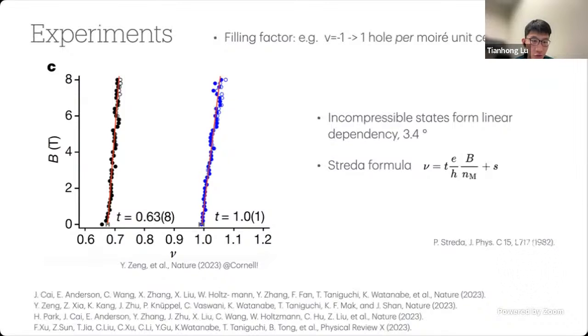As you can see from the figure, when the B field is approaching 0, those two lines are approaching the two filling fractions 0.63, which is 2/3, and 1. And the slope is also 2/3 and 1 respectively. This is indicating that you have a fractional Chern insulator at 2/3 hole filling and a Chern insulator at 1 filling.